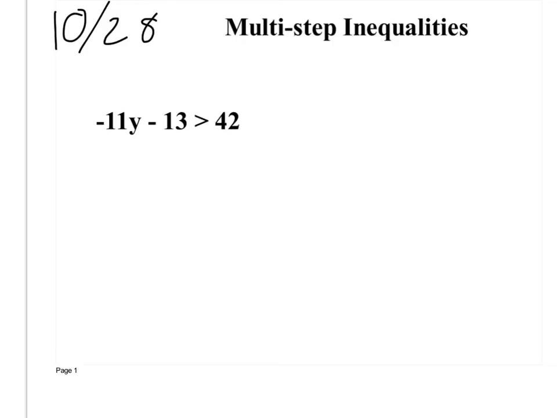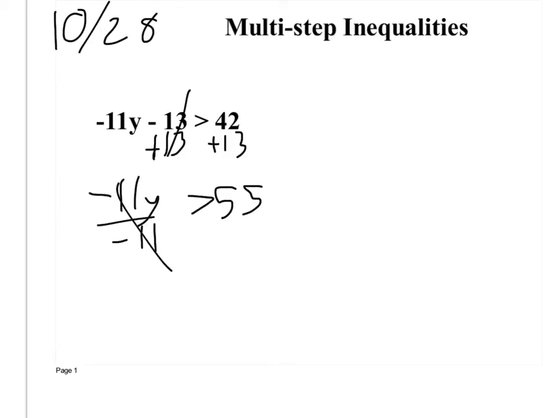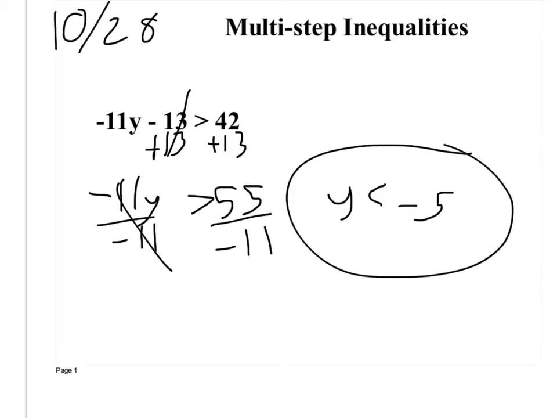So we read here what's being done to y. We're timesing it by -11. And then we're subtracting 13. So we add 13 to both sides. That gives me 55. You have -11y. We divide by -11. Gives me -5 here. Remember, if you times or divide by a negative number, you have to switch your sign for it to remain true. So y is less than -5.